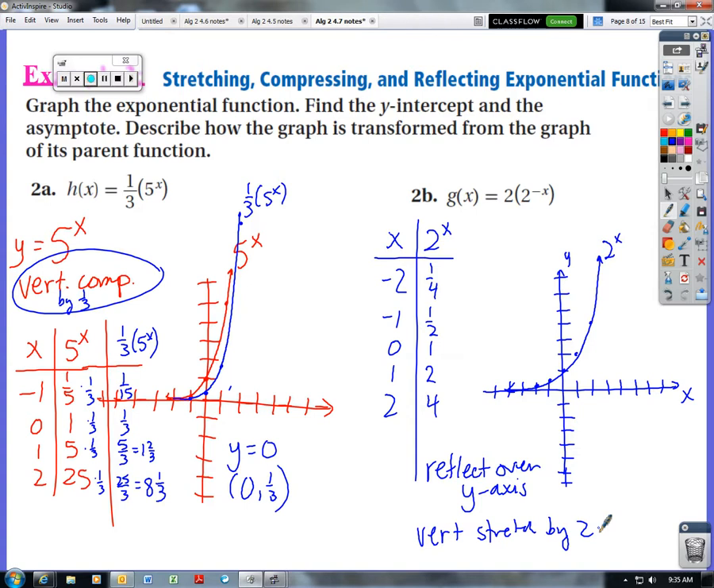Okay, so if we reflect over the y first, everything that's on the left-hand side will reflect over to the right-hand side. And everything on the right-hand side will reflect over to the left-hand side. And they reflect the same distance. From here to here will be the same as from here to here.